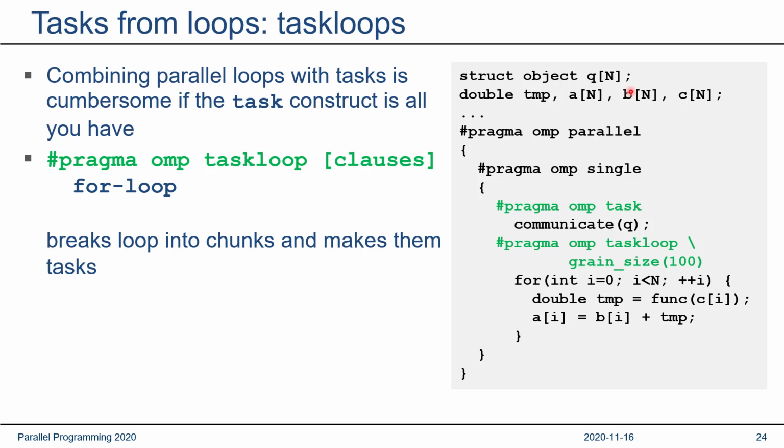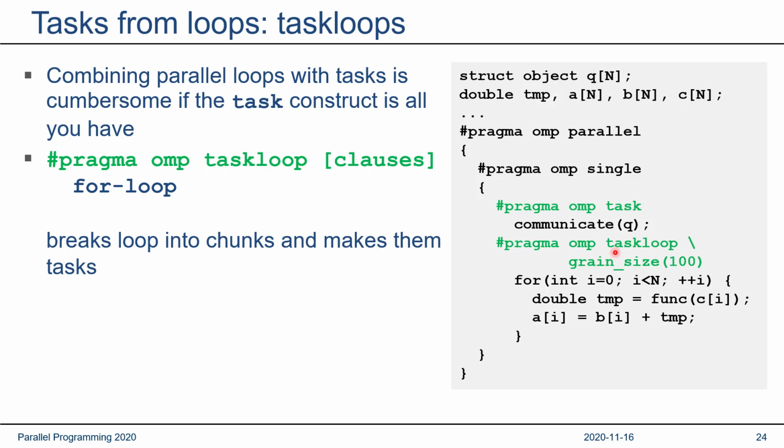Again, this is a variant of our previous program. We have, again, only a single array of objects Q. We have 3 arrays A, B, and C, each of length n, which we want to work on in this loop down here. And we have this communicate task, which also has to be performed. So what we do is first we kick off this communicate task to be serviced by some thread, and then we define a taskloop, which means that the compiler is responsible for generating code that chops the loop into pieces, and each piece is going to be a task, and it will compete with the task up here for the resources on the team of threads.